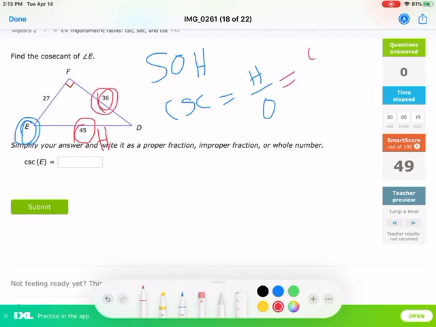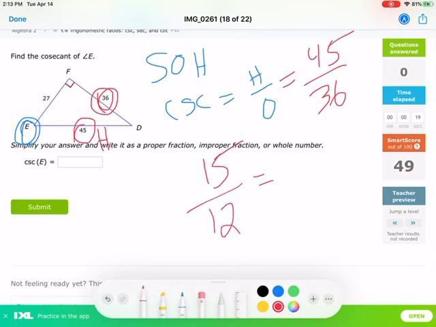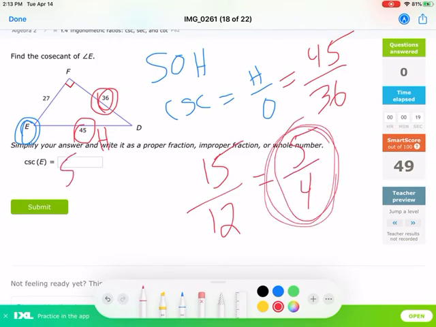So we got 45 over 36. And that one can be reduced. I think it can be reduced by 3. If I divide each of those by 3, I would get 15 over 12. Wow, I can reduce it again. Jeez Louise. I can divide it again by 3. So I could have divided by 9. Divide by 3 again, I get 5 over 4. So I could have divided by 9 at first. But there we go, 5 over 4 would be my answer there.